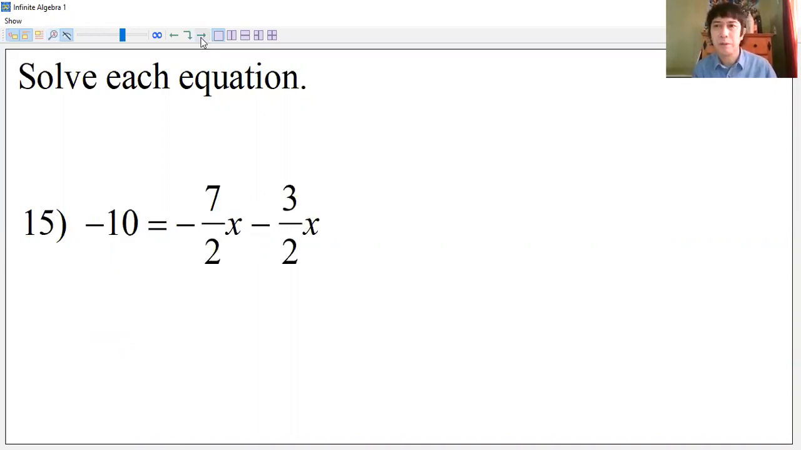This is now our number 15. So we will be solving number 15 again using the paper. So we will have to write it down first. So this is number 15, and the problem is negative 10 equals negative 7 over 2x minus 3 over 2x. So this has fractions.